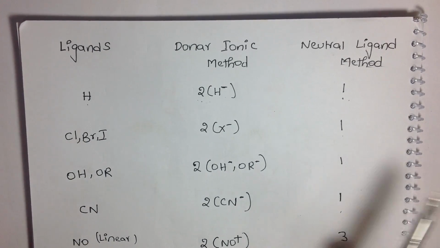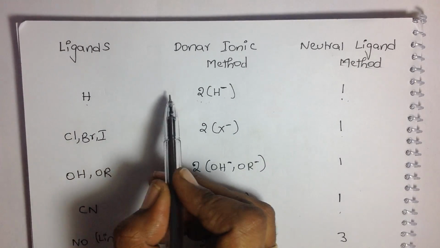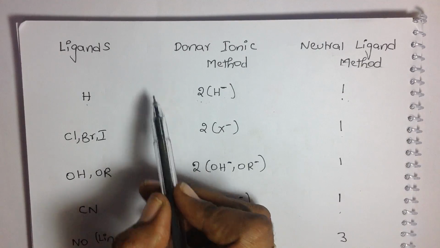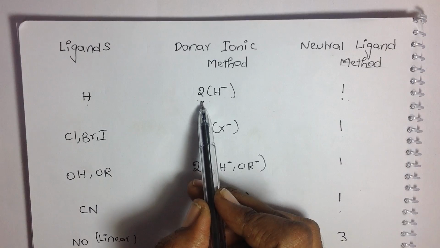For example, here hydrogen is there. If a metal and hydrogen bond is formed, in the ionic method, heterolytic, 2 electrons go towards the ligand, so the electronic contribution by the ligand is 2.